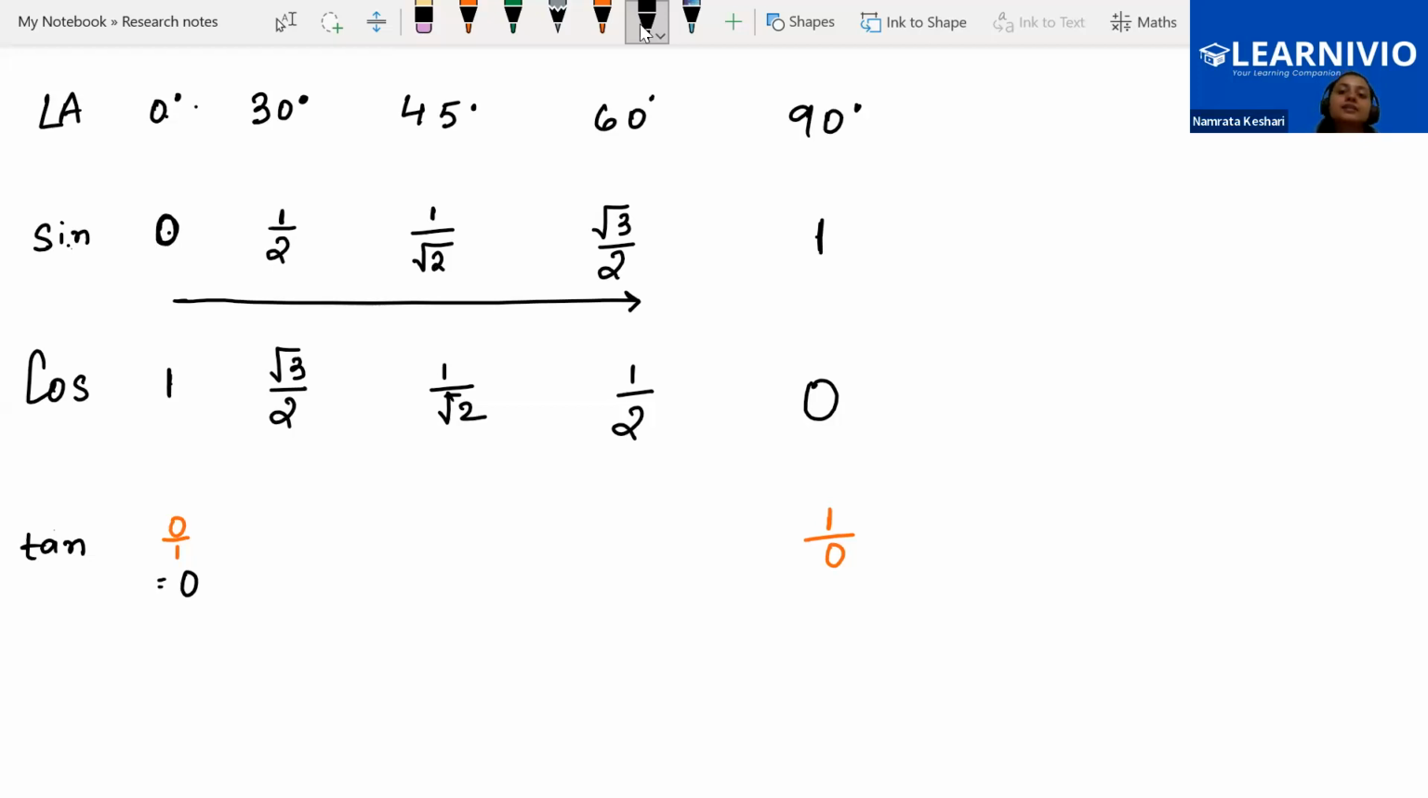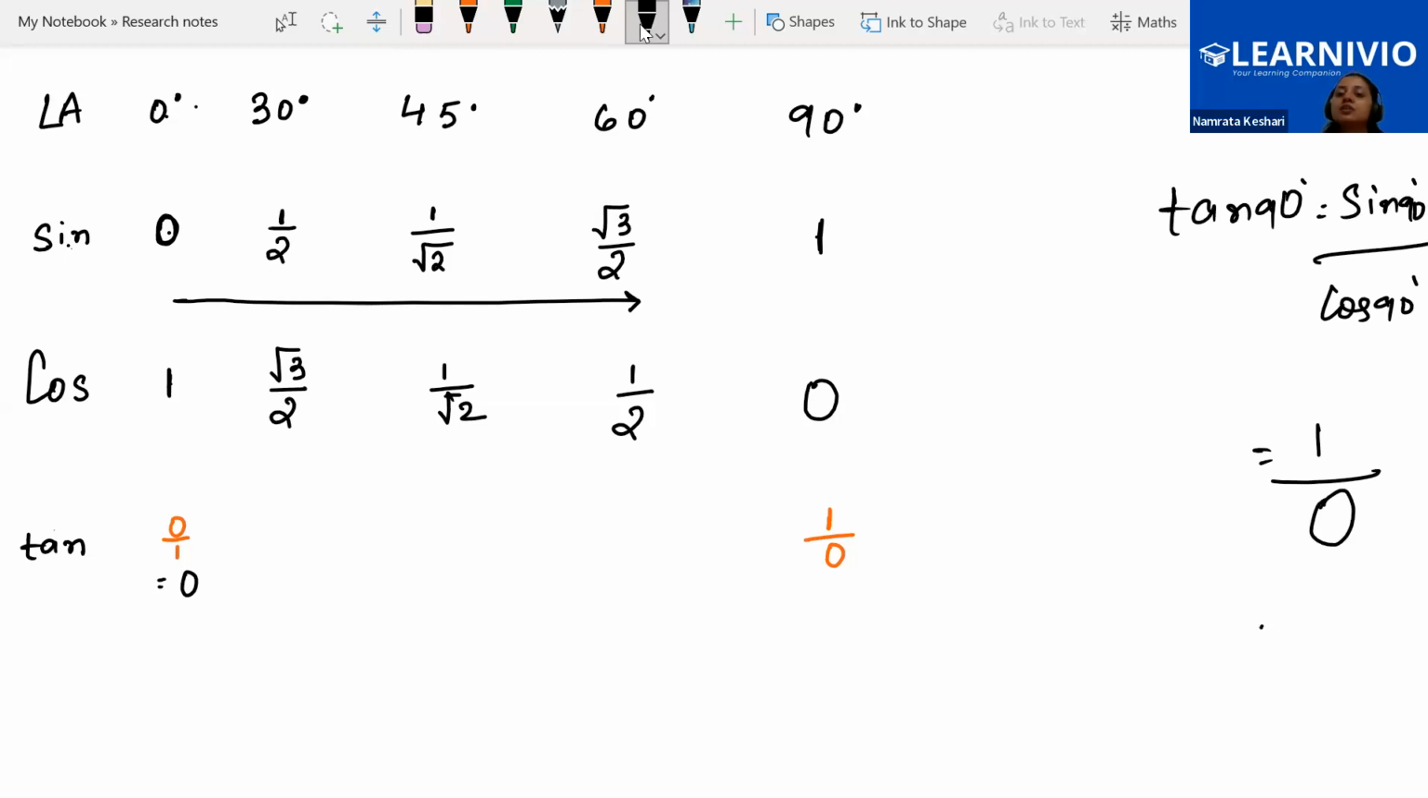Tan 90 degree is sine 90 degree by cos 90 degree. Sine 90 degree value we know is 1 and cos 90 degree value we know is 0. 1 by 0 means not defined in mathematics. So tan 90 degree is not defined over here. Getting it?